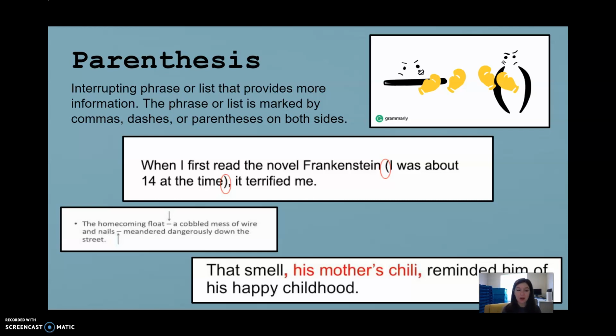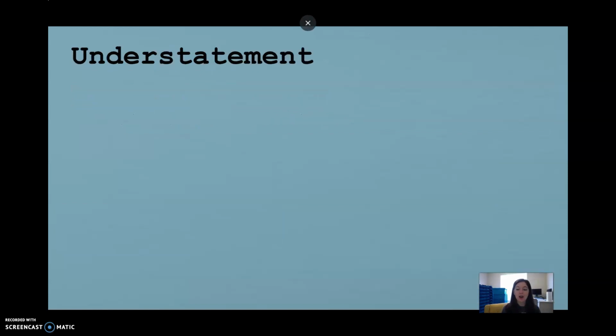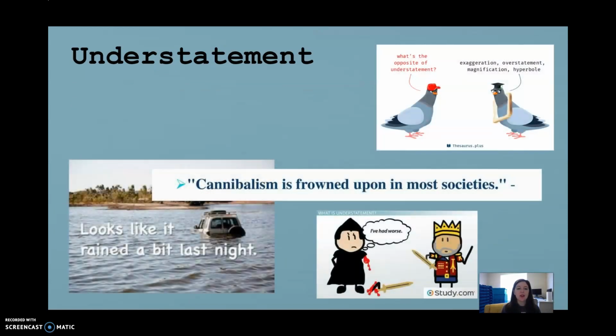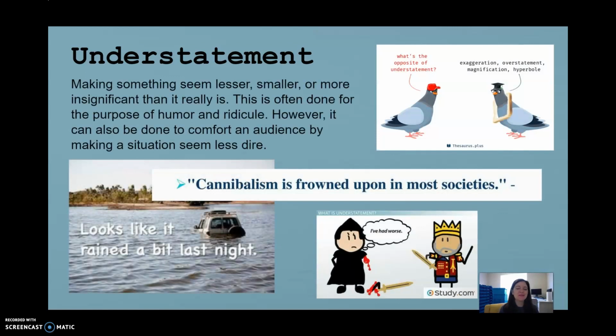So we talked about how in your narrative essay, because it's a more informal essay, to infuse it with your personality, this is a really great tool to do so. All right, understatement. An understatement is making something seem lesser, smaller, or more insignificant than it really is. There are two primary reasons why you would use understatement. The first is because it's often used for the purpose of humor and ridicule.